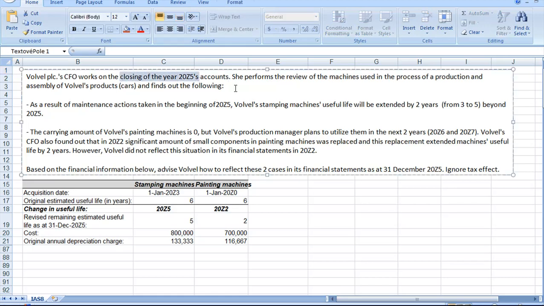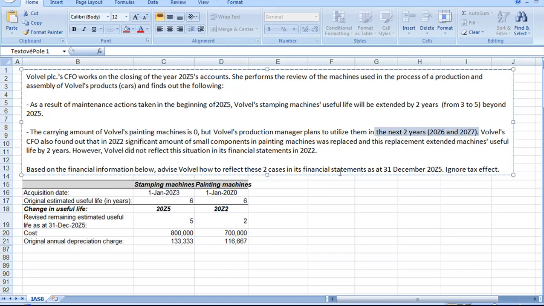She performs the review of machines used in the process of production and assembly of Volvo's products, cars, and finds out the following. As a result of maintenance actions taken in the beginning of 2005, Volvo's stamping machine's useful life will be extended by 2 years, from 3 to 5 beyond 2005. The carrying amount of Volvo's painting machines is 0, but Volvo's production manager plans to utilize them in the next 2 years, 2006 and 2007.